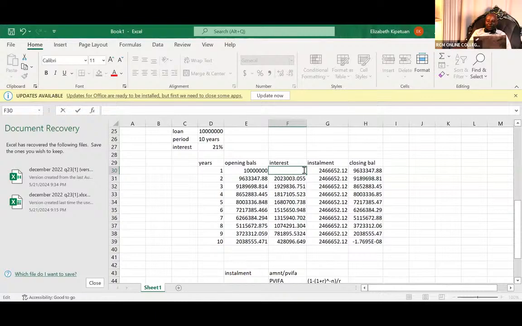Now say equals. So pick the 10 million, the one in cell E, the opening balance. Pick the 10 million. Is that 10 million? That one, times the rate of interest, which is what here, 21%. Lock that one.